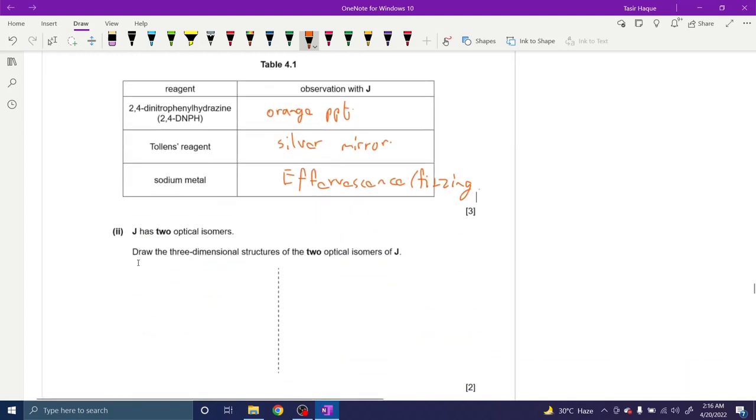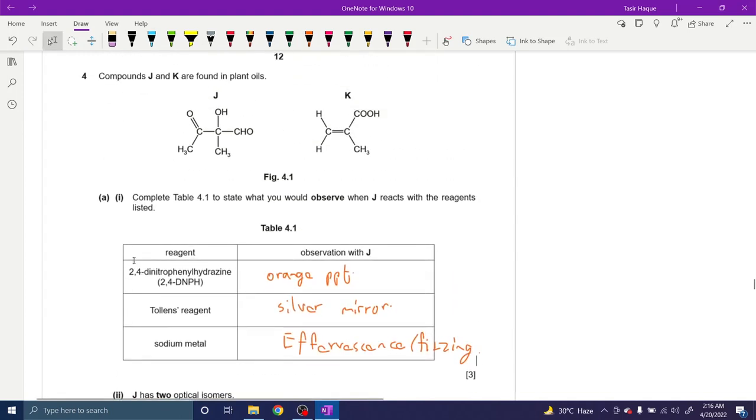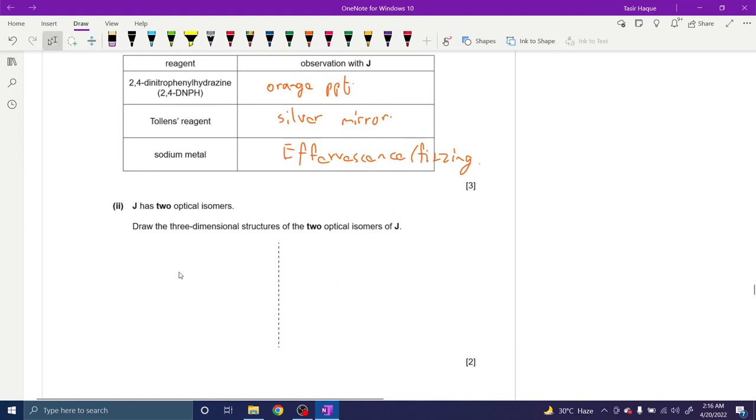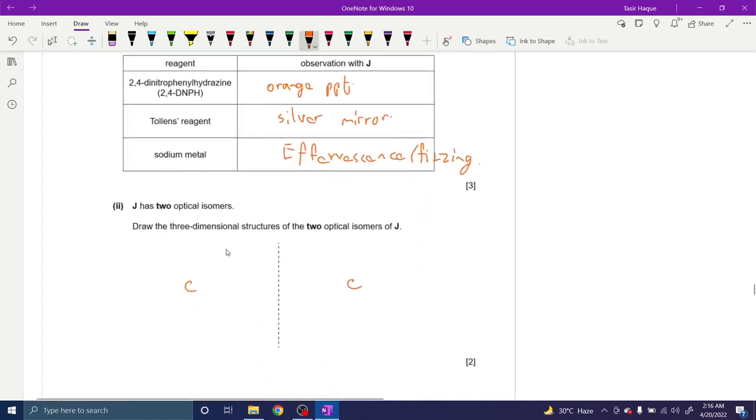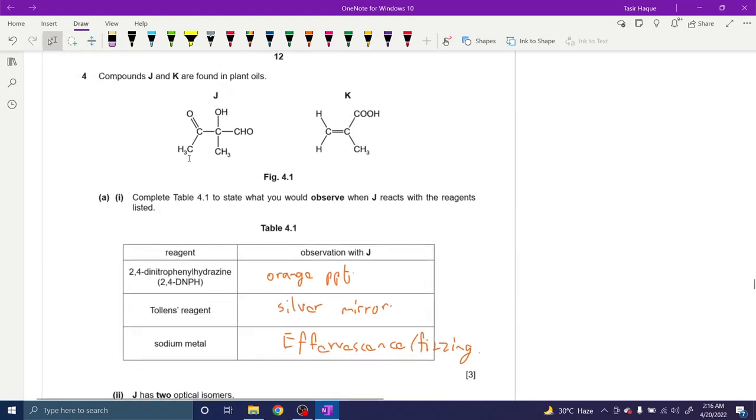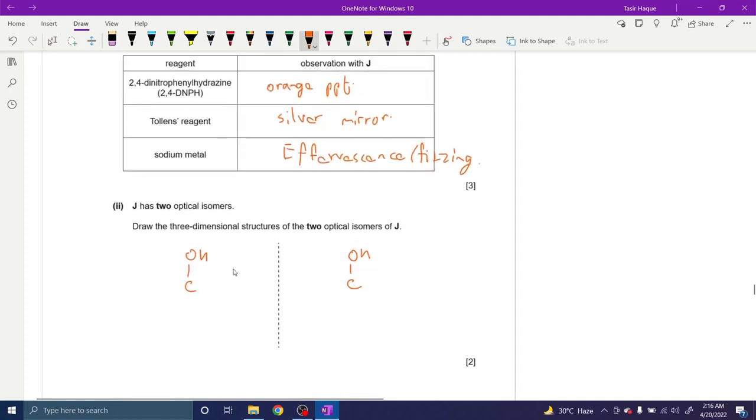Okay. Now, J has two optical isomers. So how do you draw these diagrams? This is how you do it. First, draw the center carbon. Now, choose what you want. Let's make OH go on top. We can do that. This doesn't have to be laterally inverted, the one on the top, okay? Now, CHO is on the right. So, suppose if you draw CHO like this, you need to ensure that you draw CHO like this, okay?